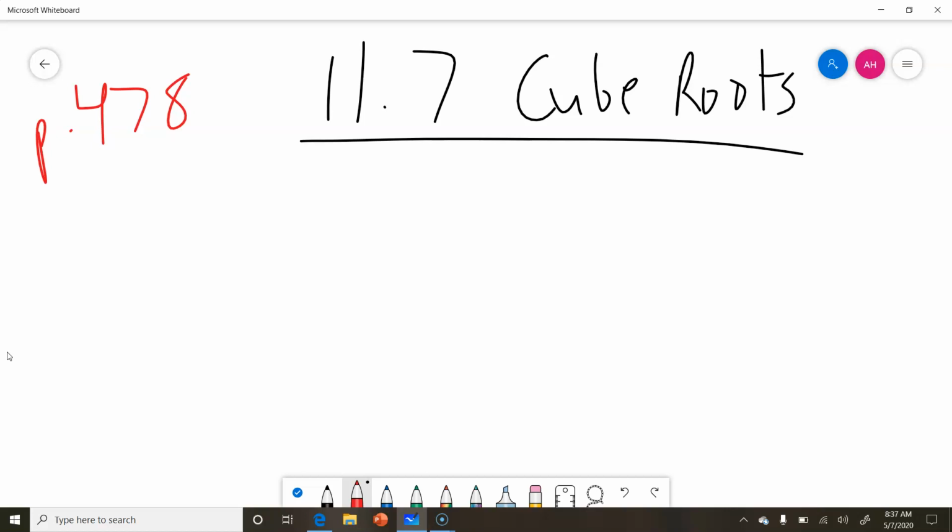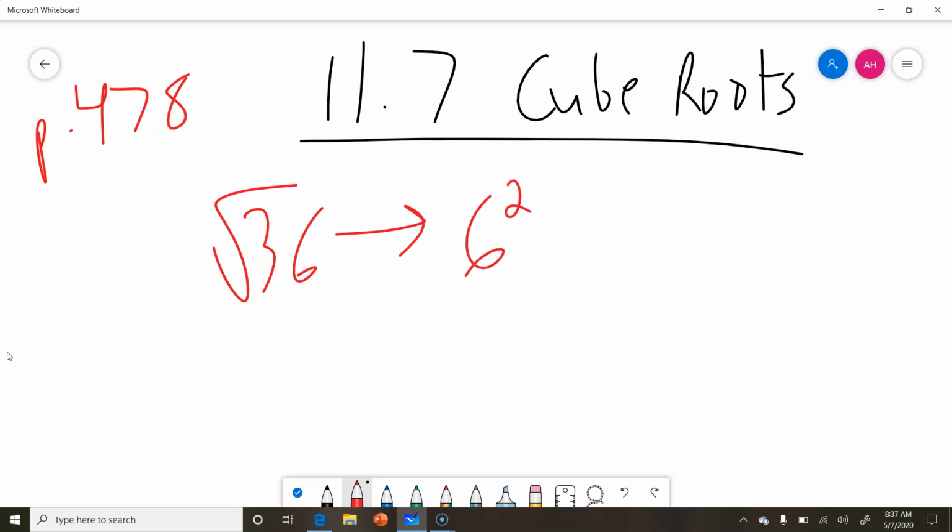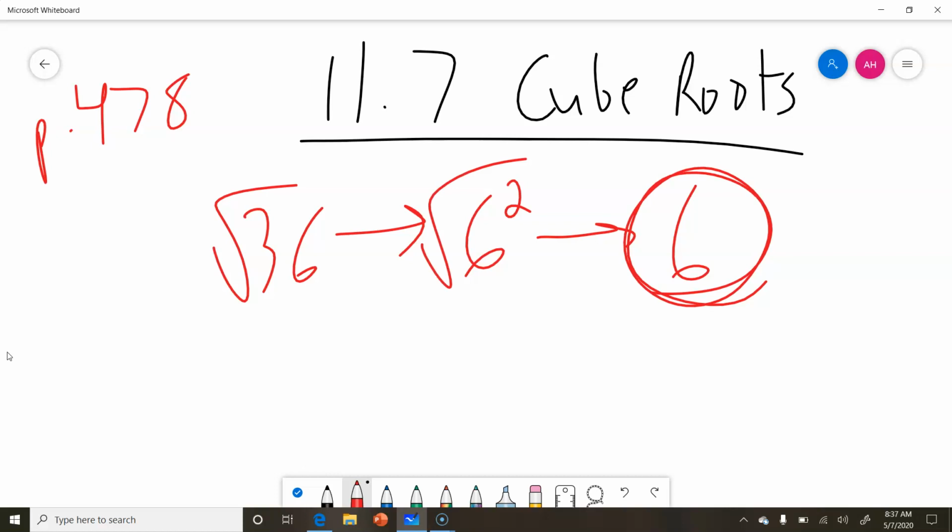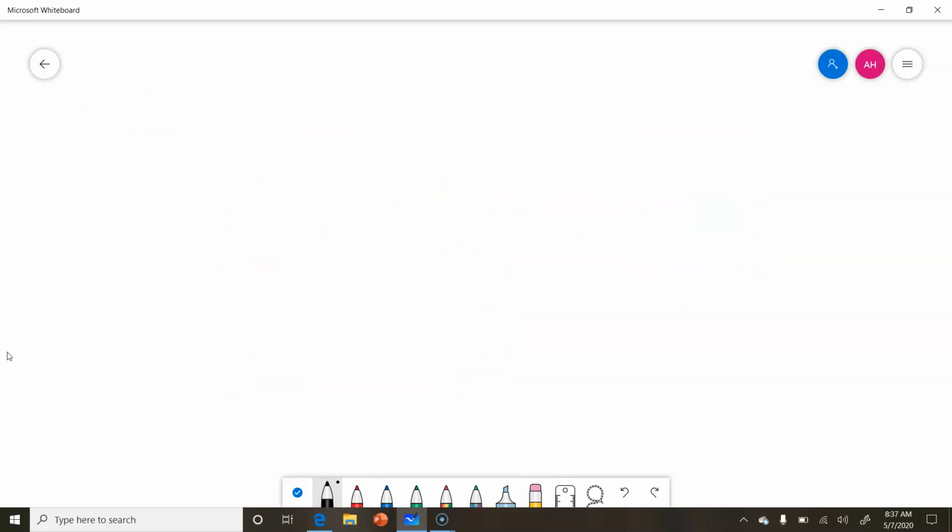So think about a number here, right? We've been doing this, 36. If we take the square root of that, we say what times what is 36? Well, the answer is 6 squared, right? 6 squared gives us 36, so the answer to this problem is 6. The square root of 36, the square root of 6 squared, is 6, okay? So that's a square root. Think about the word square here as in x squared.